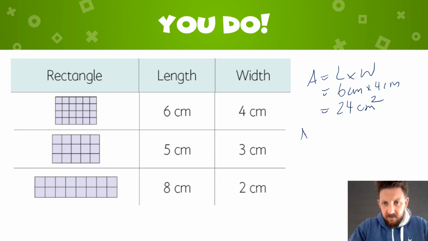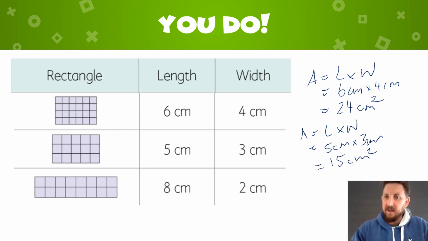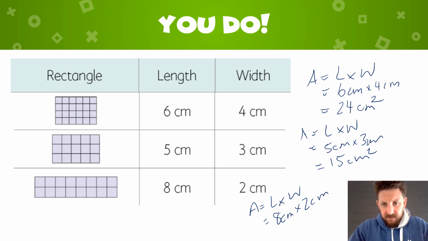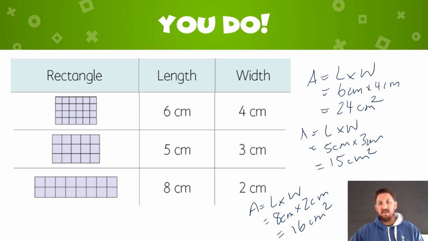The second one, area is equal to length times width. I always write my rule down. Substitute 5 centimetres times 3 centimetres. 5 times 3 is 15. Add my centimetres. Don't forget my squares. Last one, write down my rule because I always write down my rule. Area equal to length times width. Substitute 8 centimetres times 2 centimetres. 8 times 2 is 16 square centimetres. Don't forget your squared symbol.